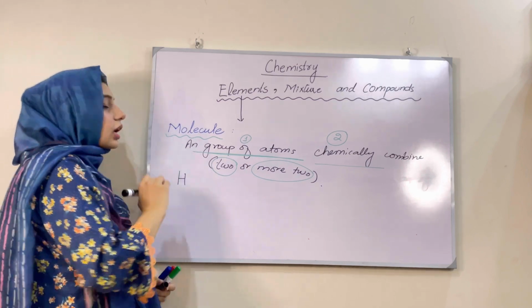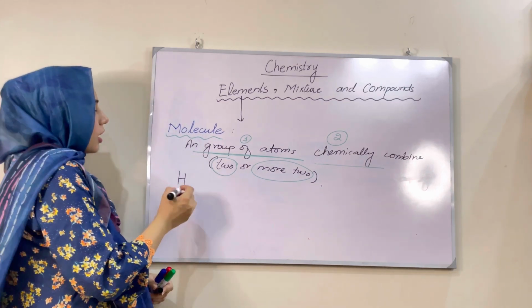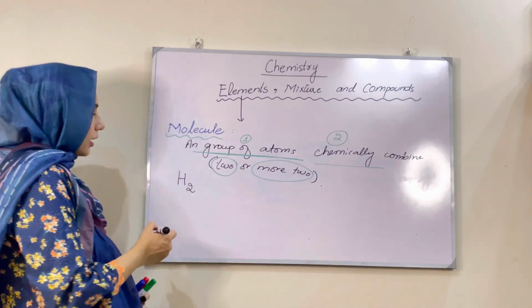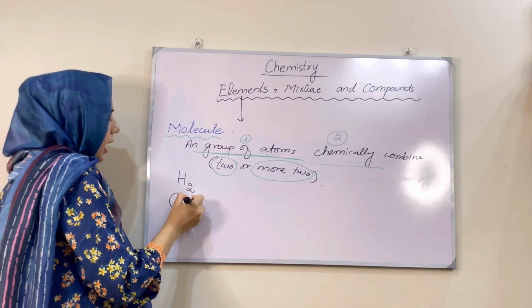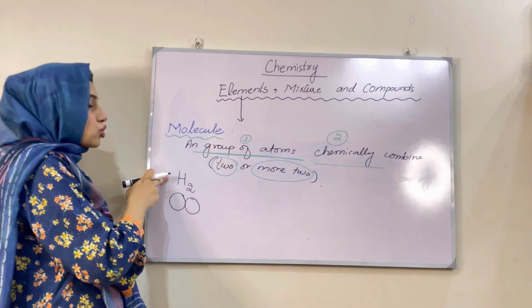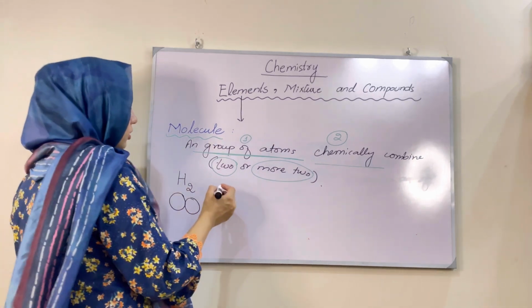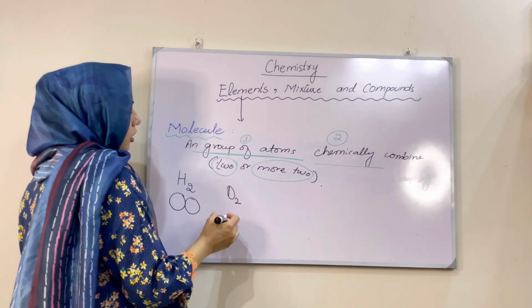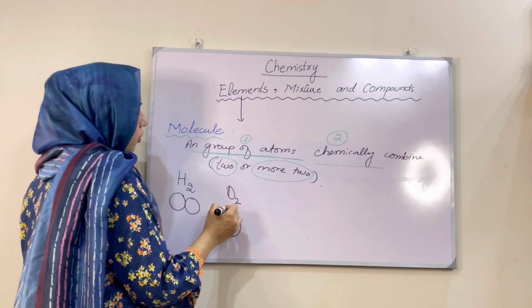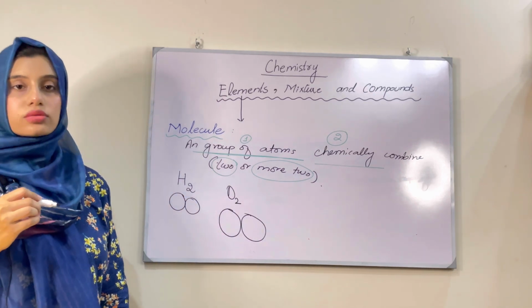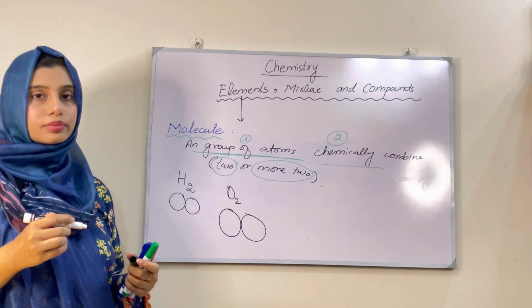For example, hydrogen is an element and it exists in the form of H2. That means 2 atoms of hydrogen chemically combine and form H2. Again, we have oxygen. When 2 atoms of oxygen combine together, it will form a molecule of oxygen, and so on.